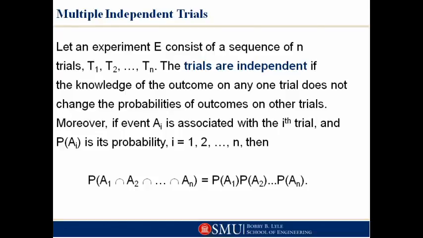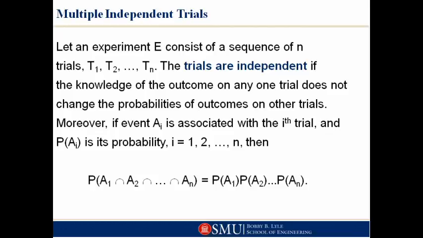Extending this, which will come up later as we get into statistical analysis and drawing samples and so forth. Let an experiment E consist of a sequence of n trials, T1, T2, through Tn. The trials are independent if the knowledge of the outcome of any one trial does not change the probabilities of the outcomes of the other trials.